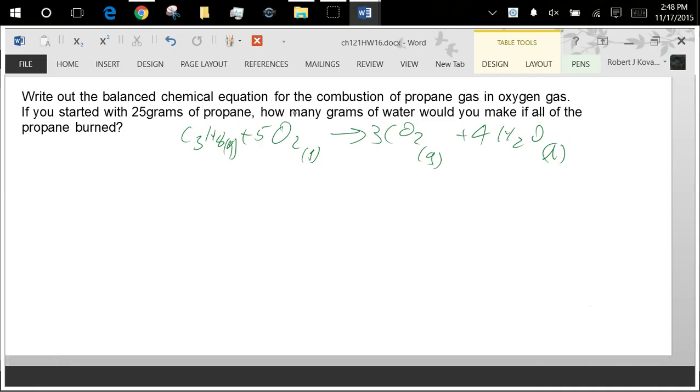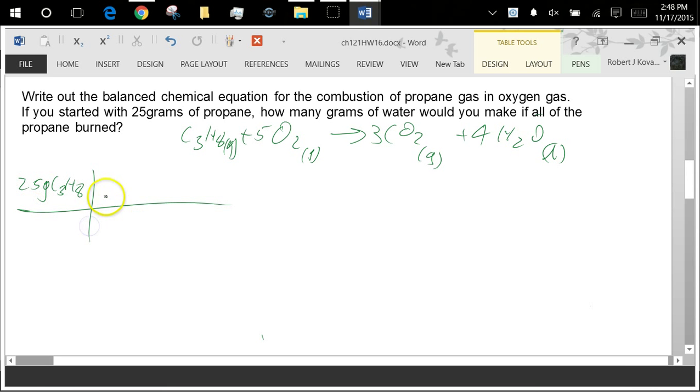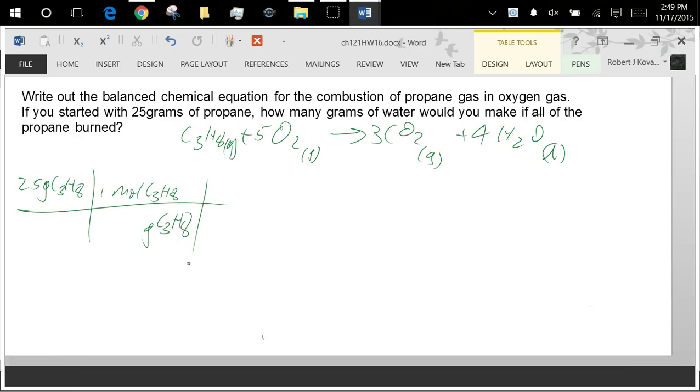Okay, so if I start off with 25 grams of C3H8, 1 mole C3H8 per gram C3H8: 12.011 times 3 plus 1.00795 times 8.